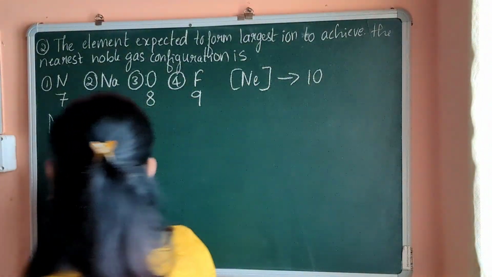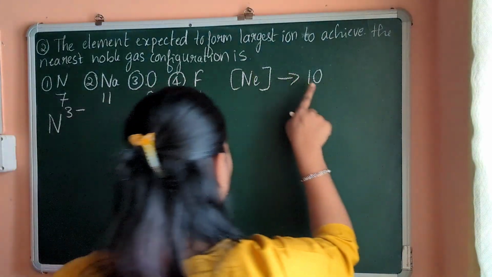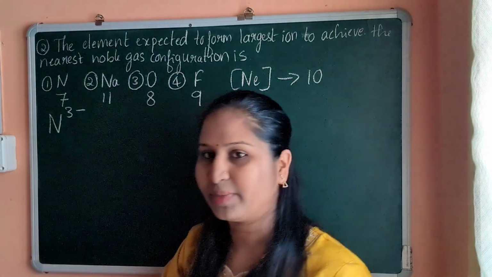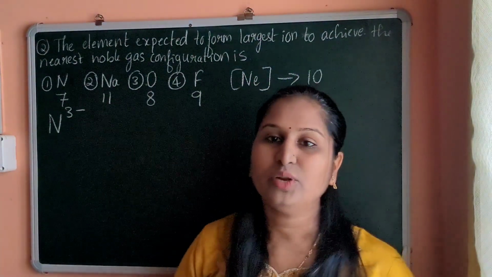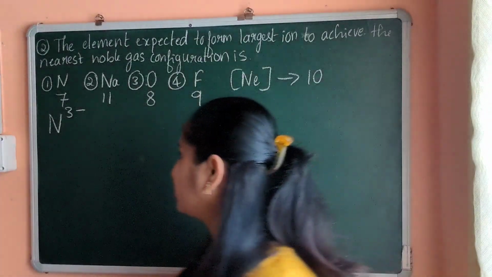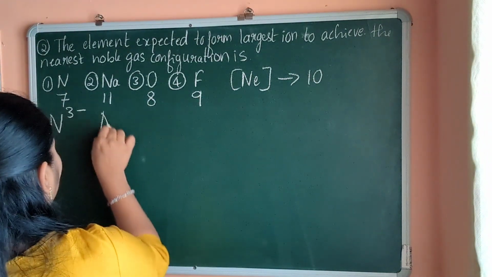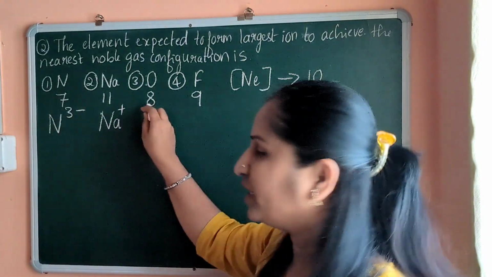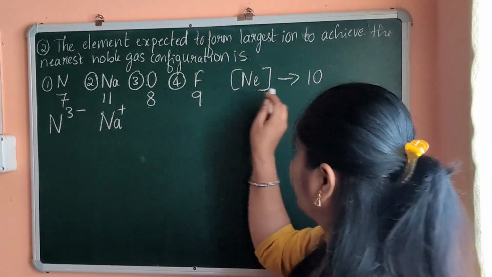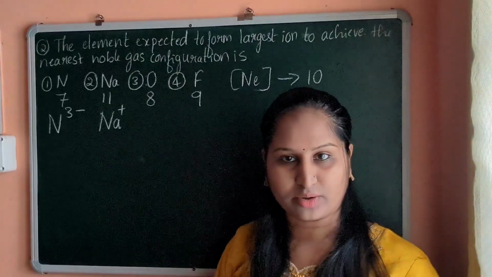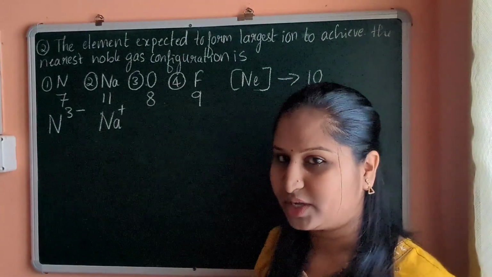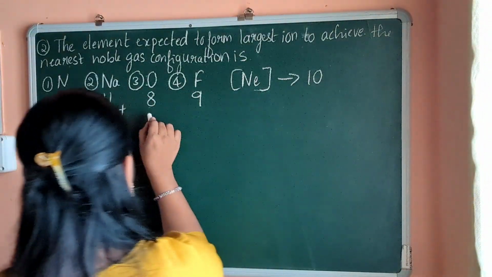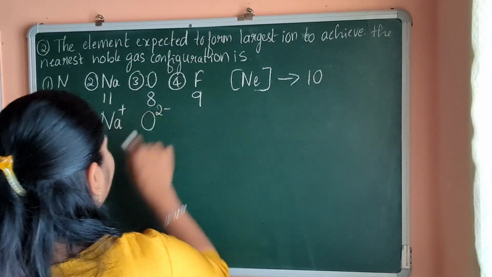And here for sodium, it has 11 electrons, but it has to become 10 electrons, which means sodium has to lose 1 electron. After losing 1 electron, this element is going to have a +1 charge. So I'll write here as Na+. And oxygen has 8 electrons. To attain noble gas configuration, it has to gain 2 electrons. 8 are there already. After gaining, oxygen is going to have a charge of 2-, right?